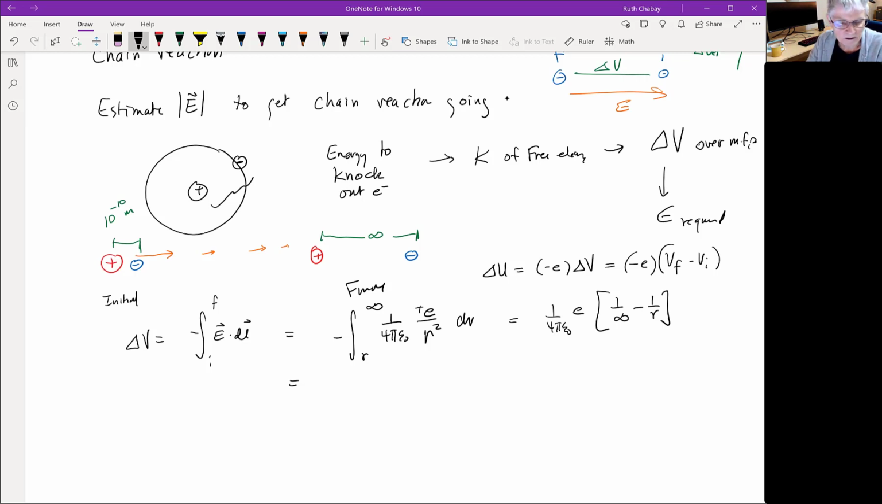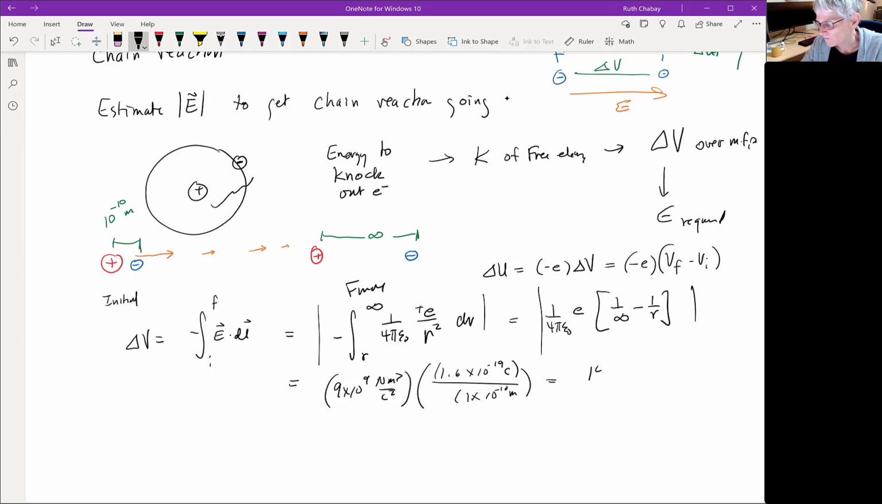So let's just worry about magnitudes here for a minute. We've got 9 times 10 to the 9th newton meters squared per coulomb squared times 1.6 times 10 to the minus 19 coulombs divided by 1 times 10 to the minus 10 meters. And we get about 14.4 volts, which, as you may remember from last semester, is not unrelated to the potential difference to ionize a hydrogen atom.